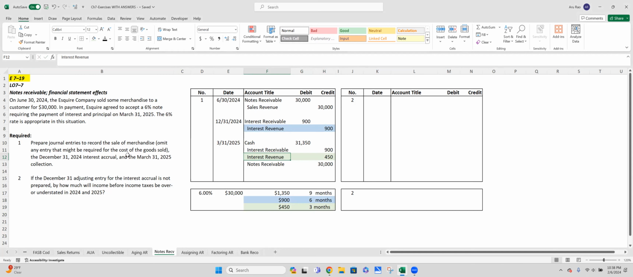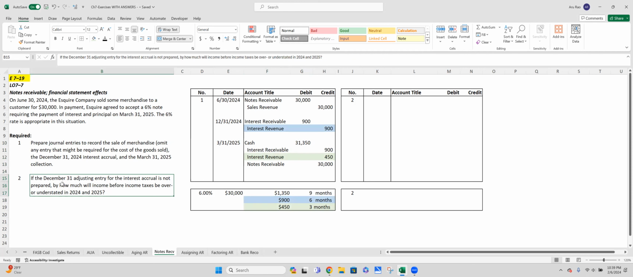So in part 1, we are asked to prepare the journal entries to record the sale. We did that. December 31st interest accrual, we did that. And then March 31st, collecting the interest and the note, the money that was due to us, a total of $31,350. We got all of that money over here.